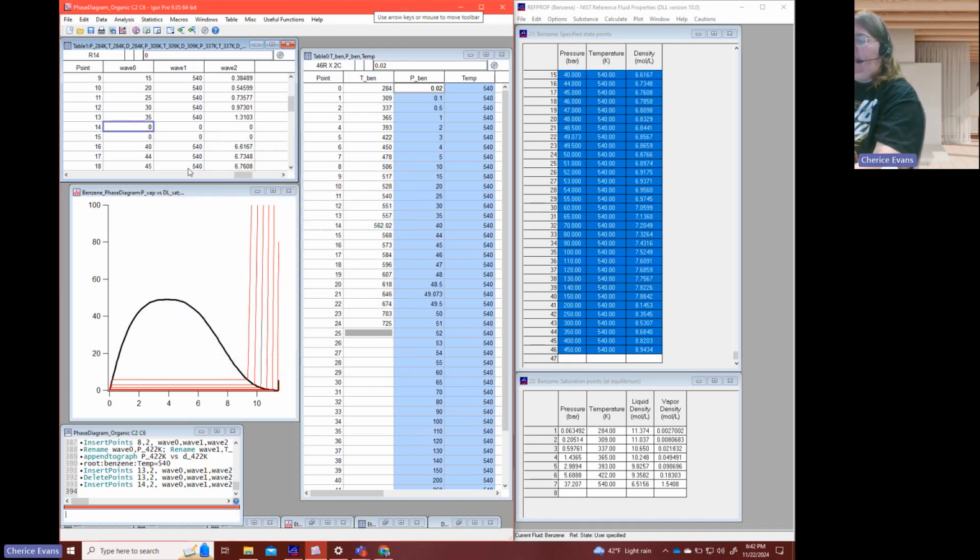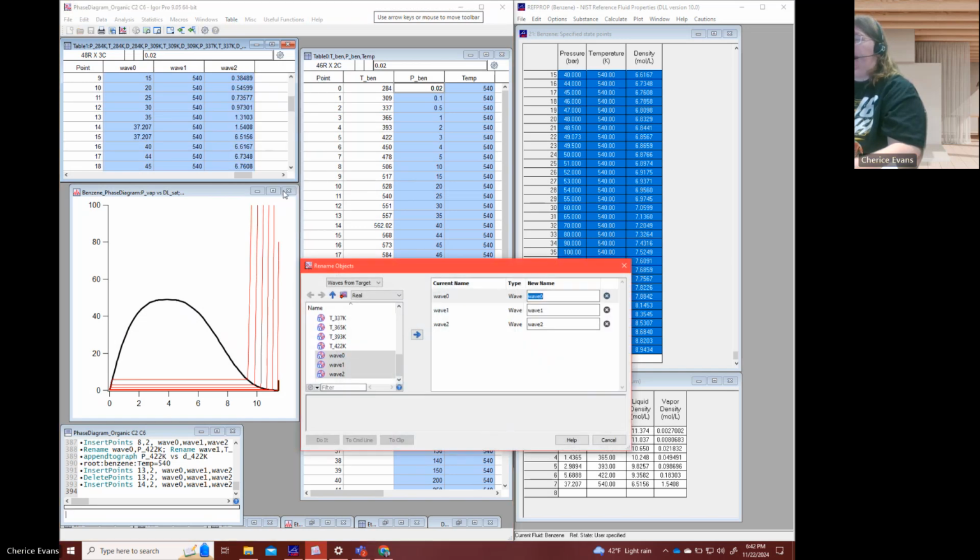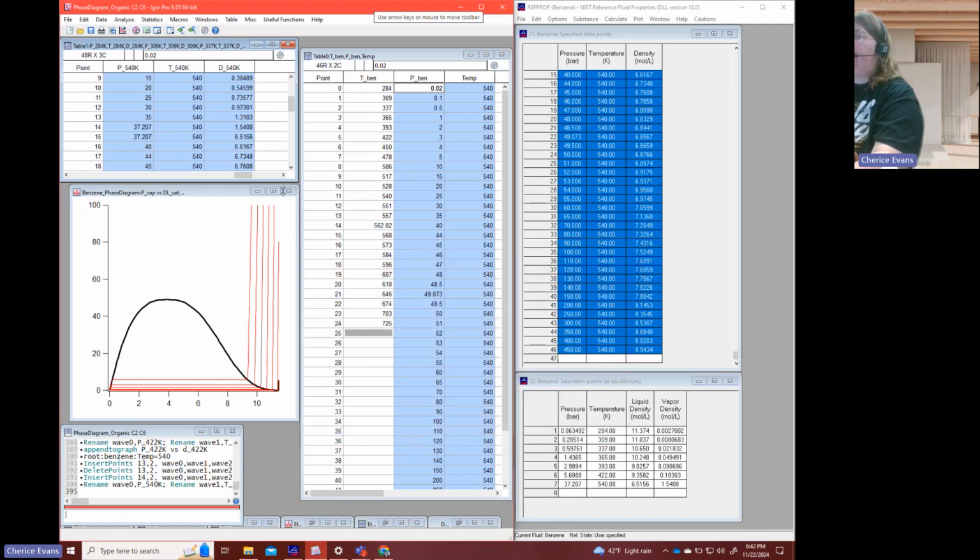Try that again. So 37.207, 540, 540, and 1.5408, 6.5156. Okay, so now when I add that one, you change the name here. P540K, T540K, T540K.